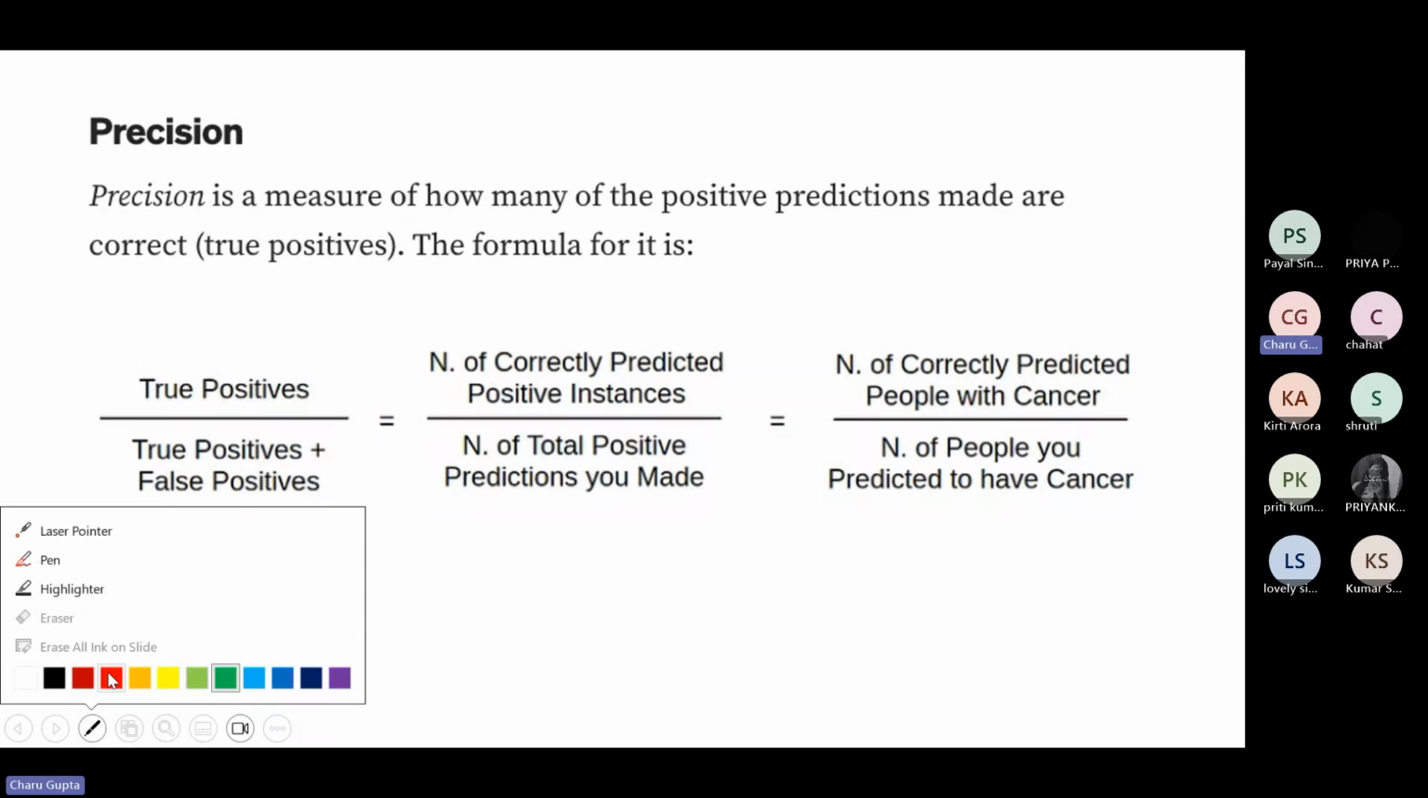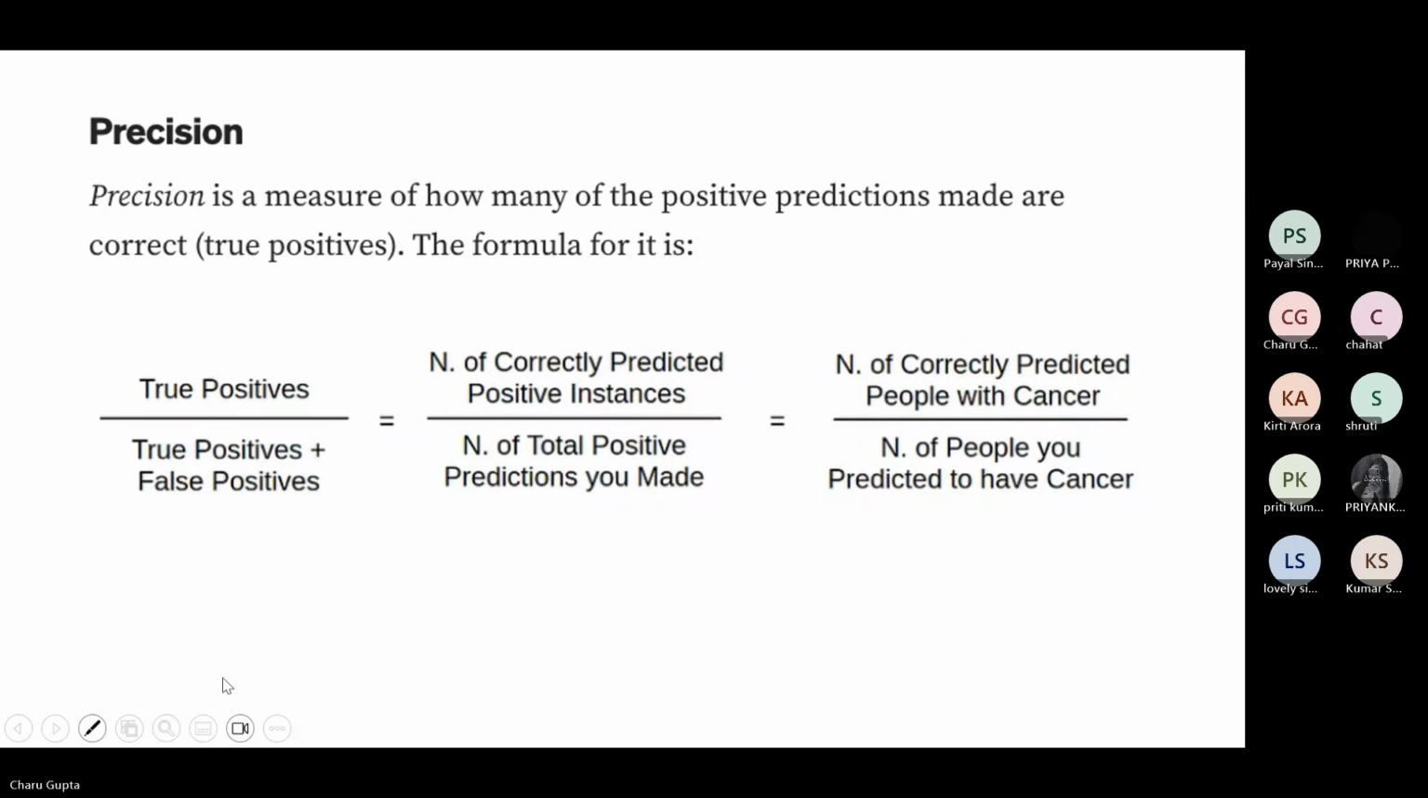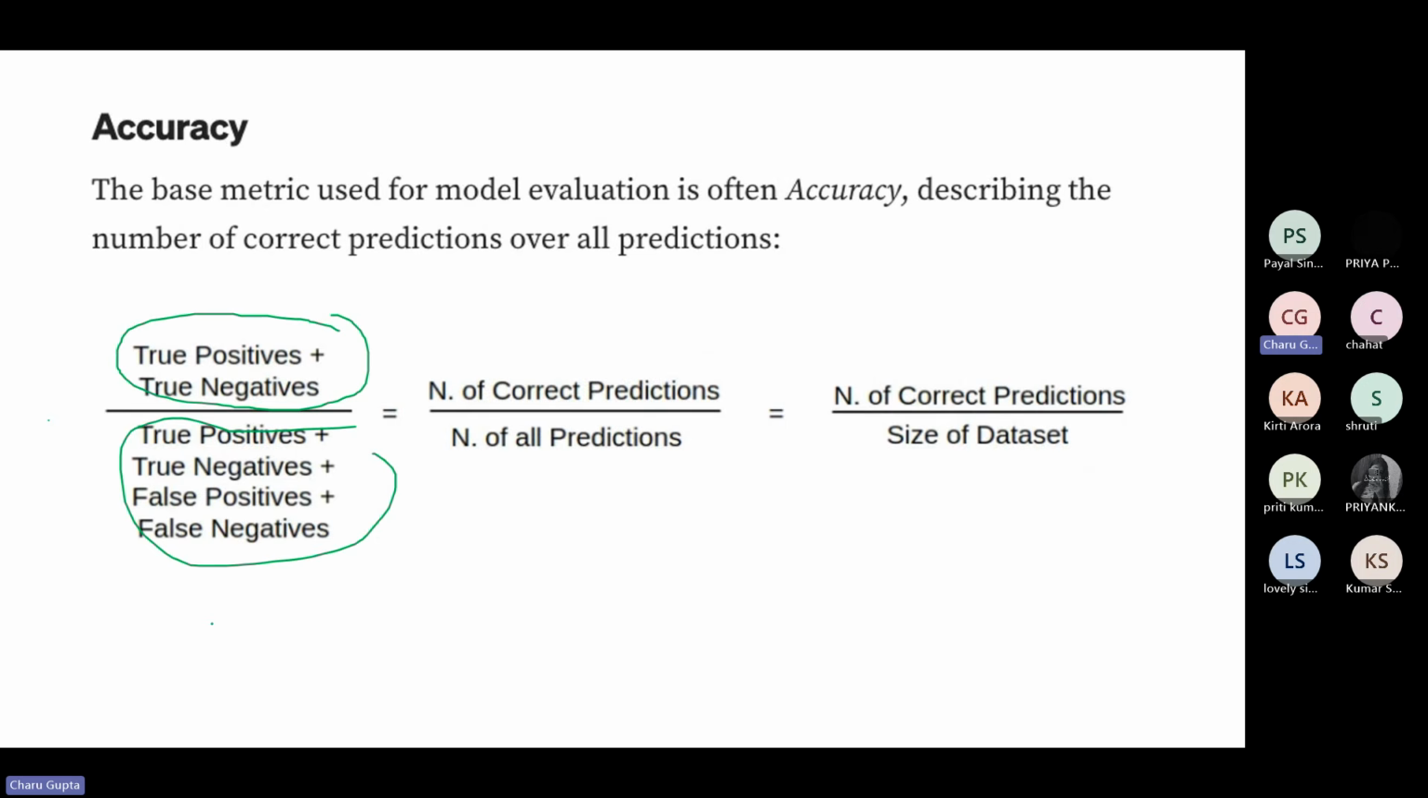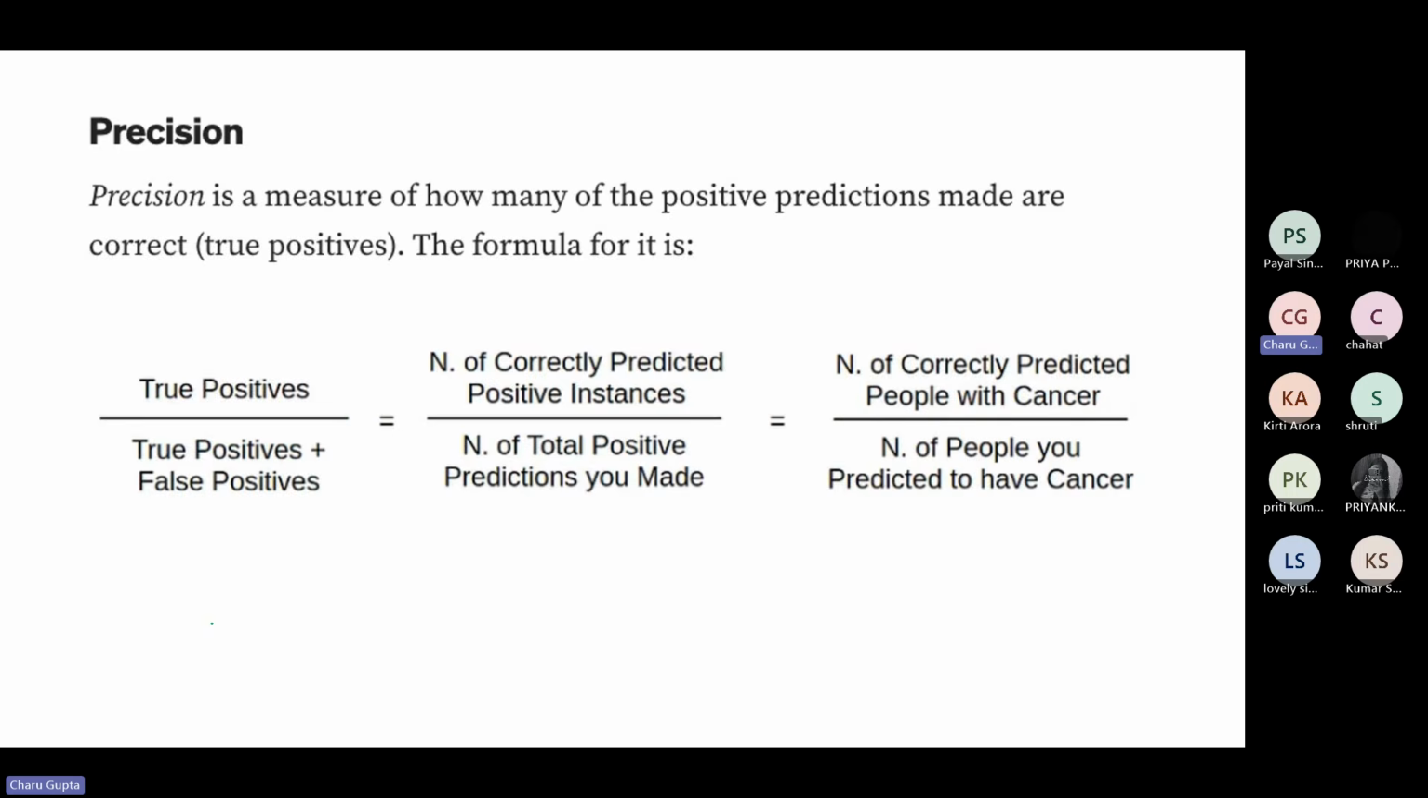Next is precision. So the other formula is accuracy. After accuracy, precision. Precision is about only true positives. We are not talking about the negative values.